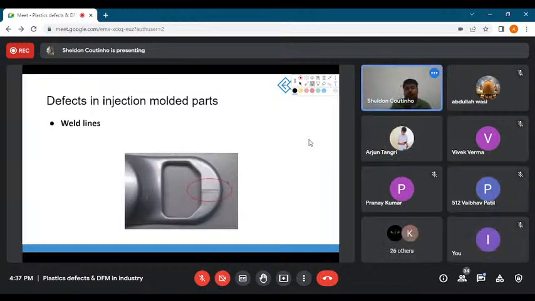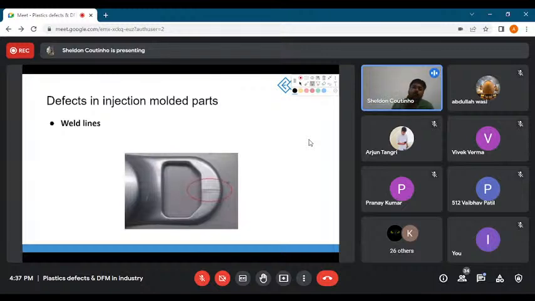Sir, for example, when we make a hollow part, when we inject material and the material surrounds the core and meets at the opposite surface, at that time, sir, the weld line forms. Exactly. Perfect one. Arjun, really good thinking on that one.